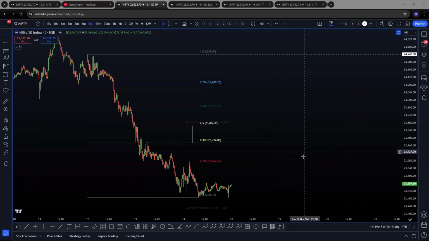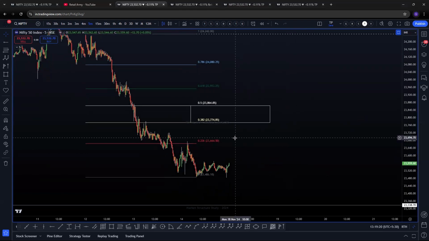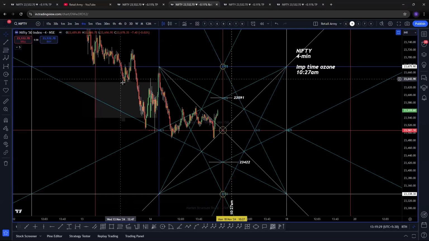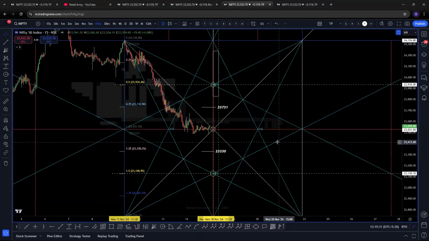I hope the structure right now is very clear. We are looking for a pullback, and after the pullback, we want to see a dip in the market to finish off this entire down move. All right, so now let's look at the Gann levels for next week.